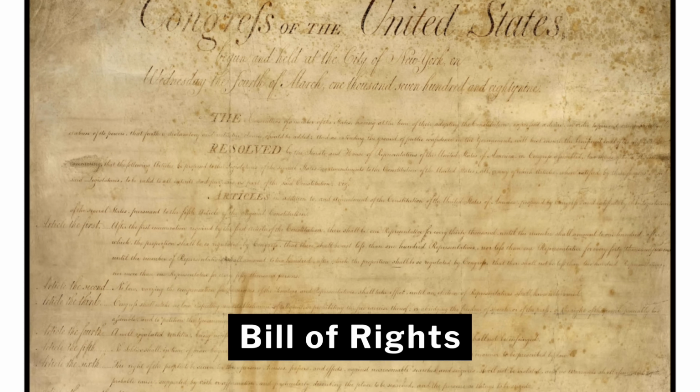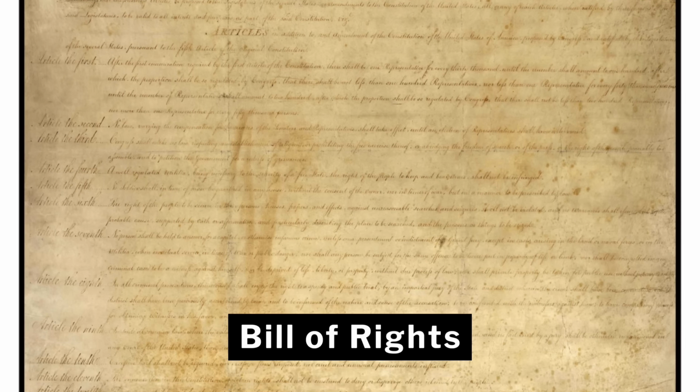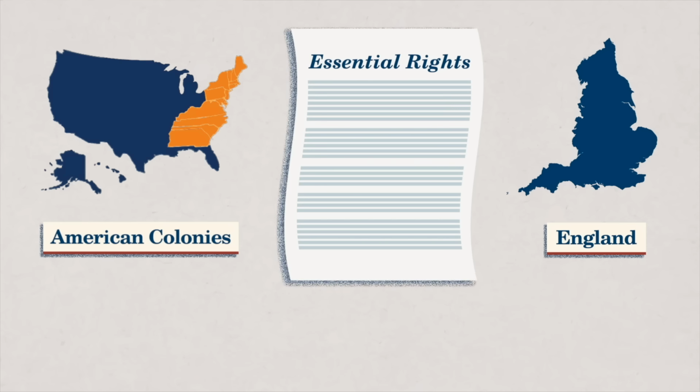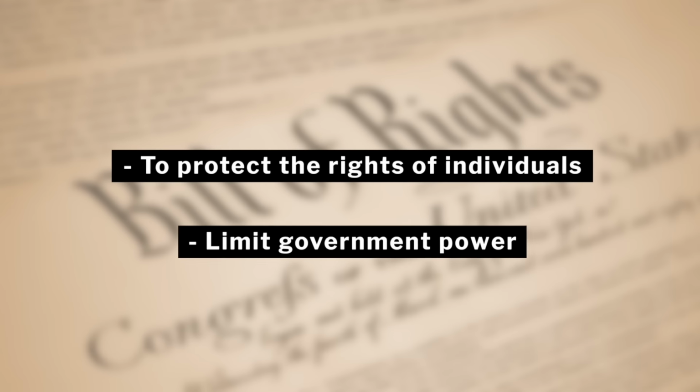The first 10 amendments to the United States Constitution are known collectively as the Bill of Rights. England and the American colonies had a long tradition of listing out rights considered essential as a means of protecting them from government overreach.